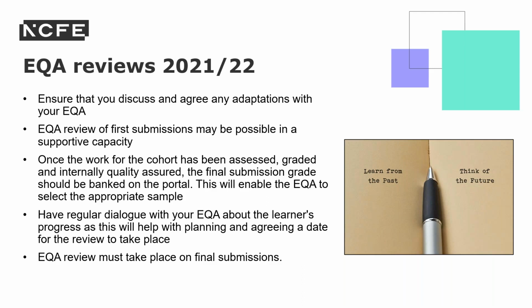EQA will sample a cross-section of the grades, but you must also remember that EQA support is available throughout the year. It's not just at the time of the work. So all the EQAs in the health and fitness qualifications are always available to answer any queries you may have, and you should have their email on the allocation. The time of the review is that all reviews should be completed by 31st of July 22.